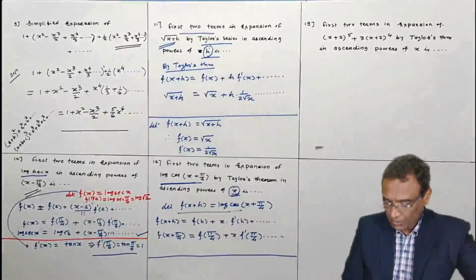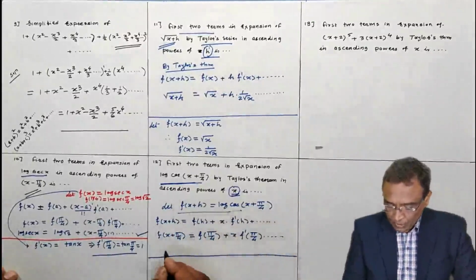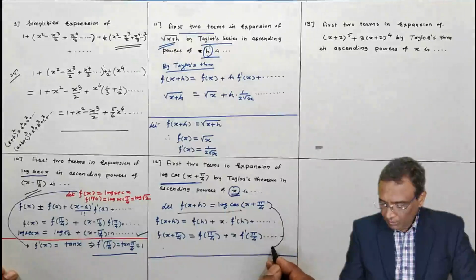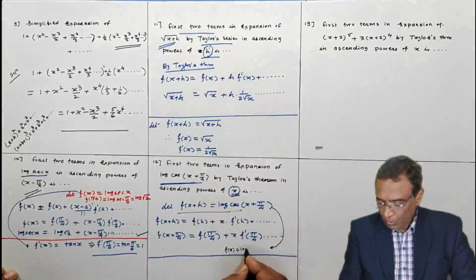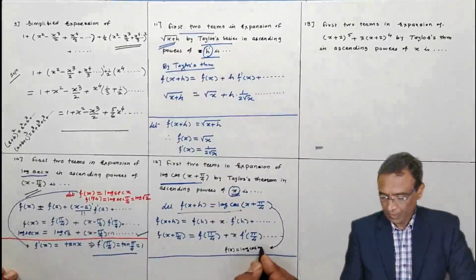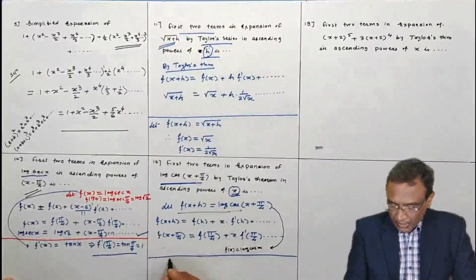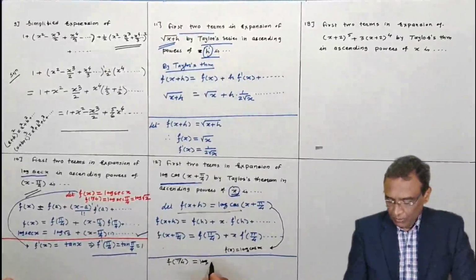f of x plus h is equal to what? Log of this one. Therefore, f of x will be what? Log of cos of x only. Okay. And what is required? f of pi by 4 is required. So put x equal to pi by 4.